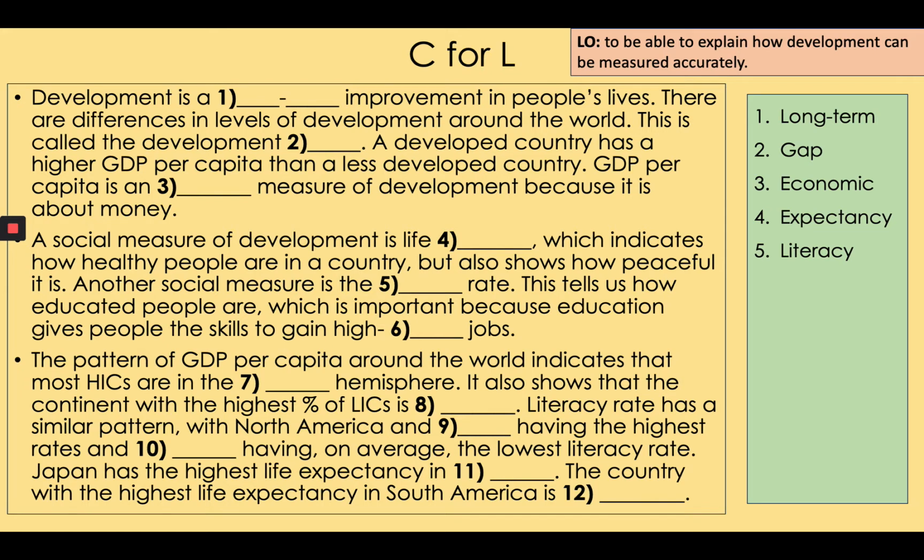This tells us how educated people are, which is important because education gives people the skills to gain high-paid or high-income jobs. The pattern of GDP per capita around the world indicates that most HICs are in the northern hemisphere. It also shows that the continent with the highest percent of LICs is Africa. Literacy rate has a similar pattern, with North America and Europe having the highest rates, and Africa having, on average, the lowest literacy rate. Japan has the highest life expectancy in Asia. The country with the highest life expectancy in South America is Chile.